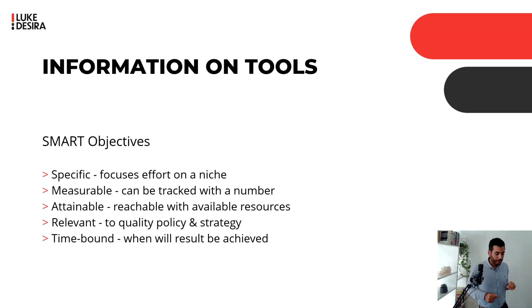The third point is attainable. Okay, it is useless for us to say that we want to increase our, for example, revenue by 3,000% unless we know that a drastic change will happen. Okay, so we have to make sure that whatever objectives we define, they are actually attainable for the resources that we are going to allocate to reach that particular objective within our organization.